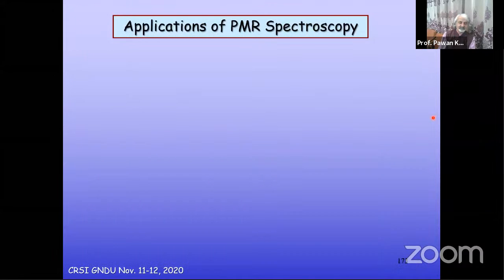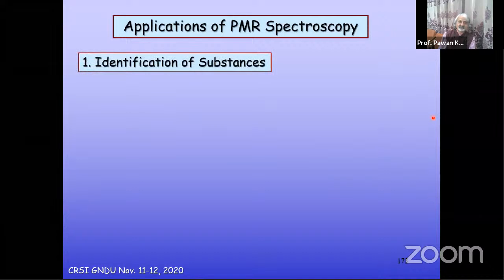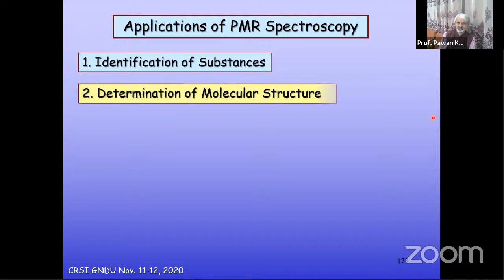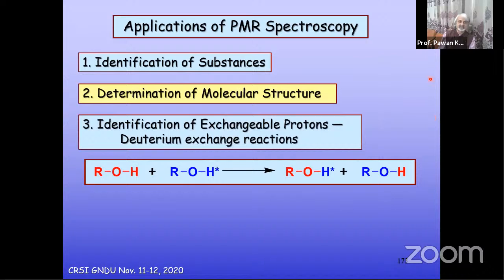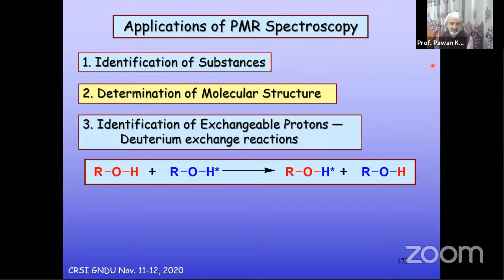So what are the applications of this 1H NMR spectroscopy or PMR spectroscopy? Number 1, identification of substances. That is the main application. Determination of their molecular structure. Identification of exchangeable protons, that means protons on nitrogen, oxygen, or sulfur. We can identify them based on the NMR because these protons can easily get exchanged.